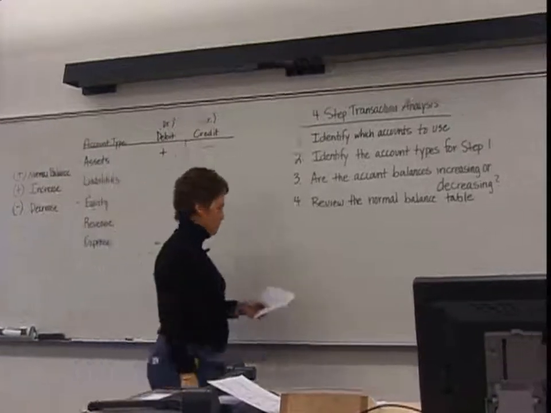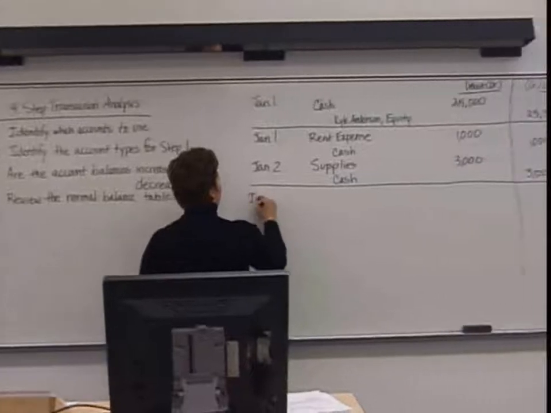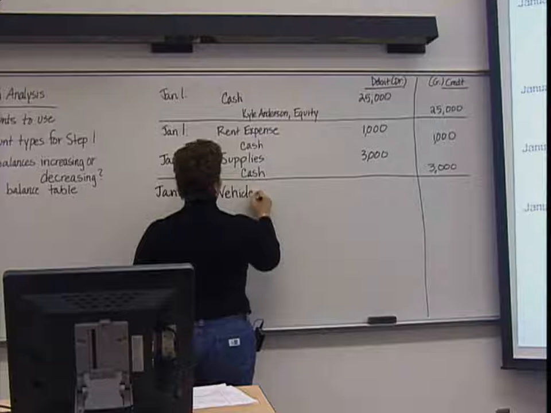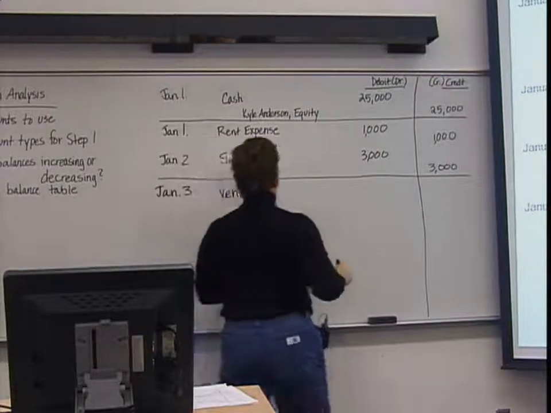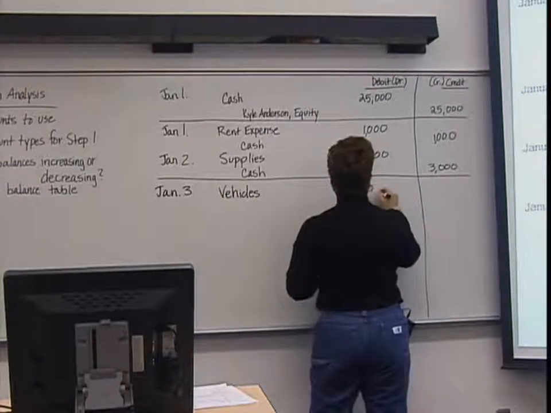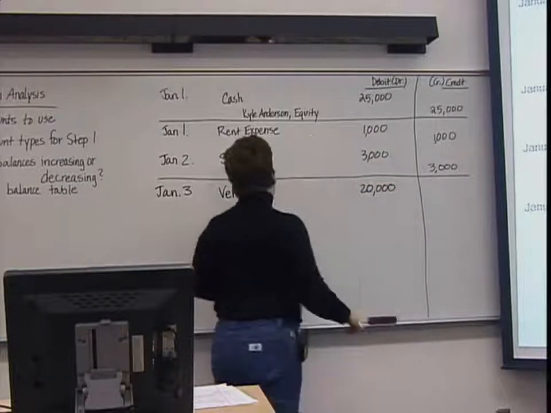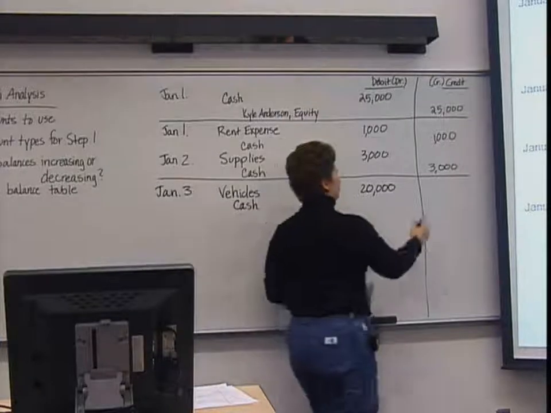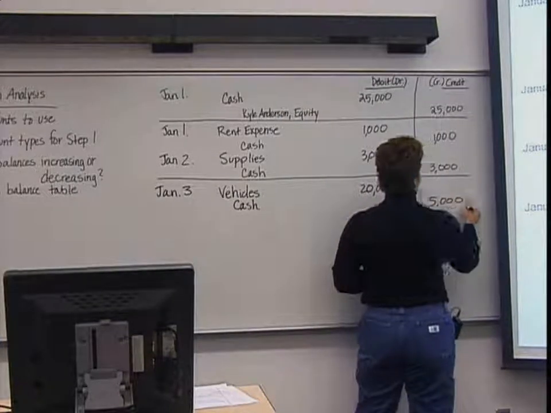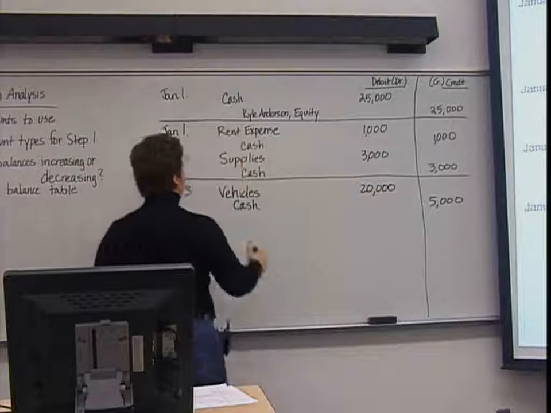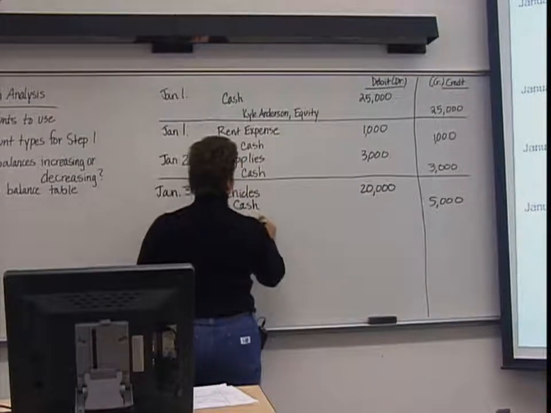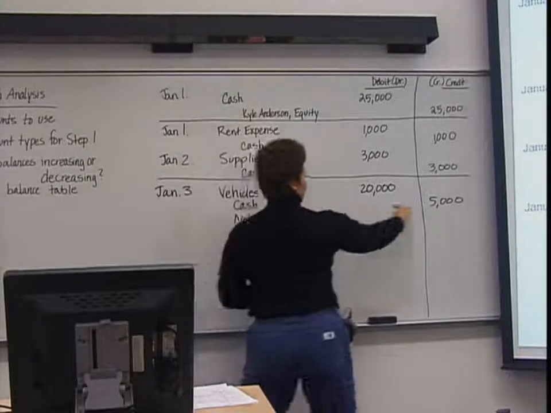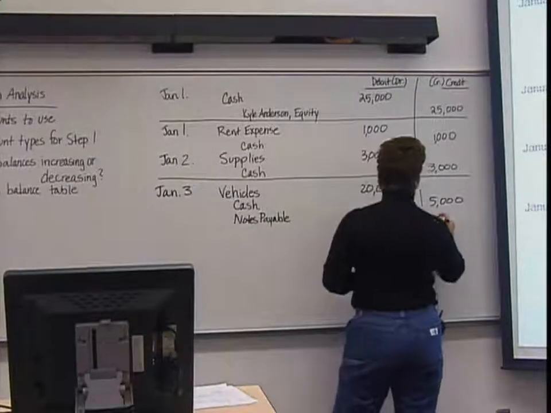So again, January 3rd, we're going to increase our vehicle account, which is an asset, by $20,000. That's the amount of the Ford truck. But we're also going to decrease cash because we paid out $5,000. So the difference will go into notes payable. And that difference is $20,000 minus what we paid in cash. So that would be $15,000.